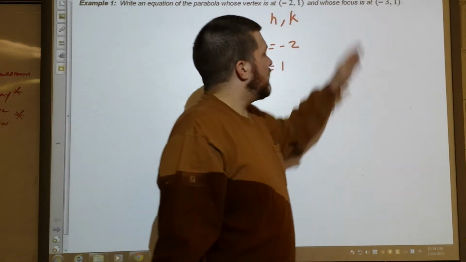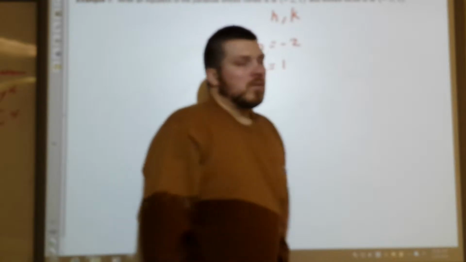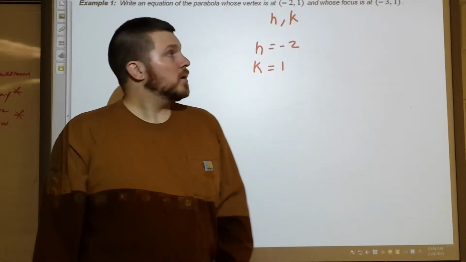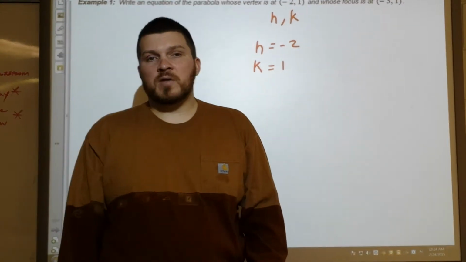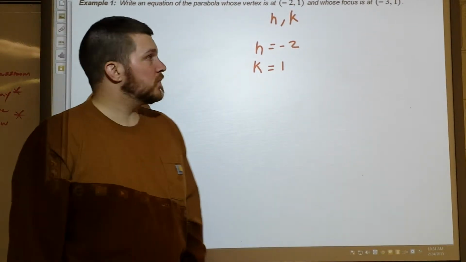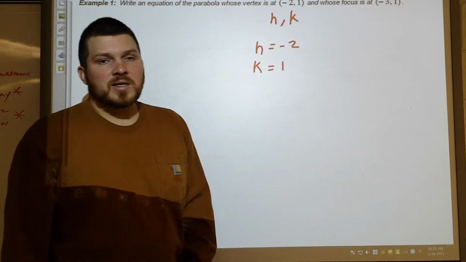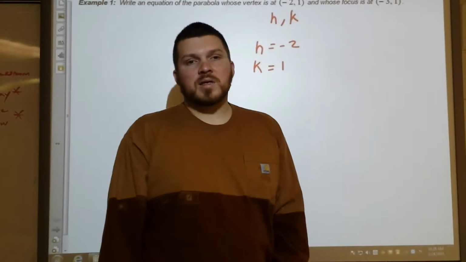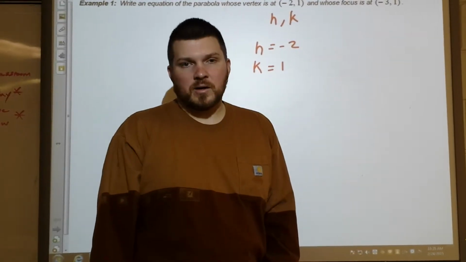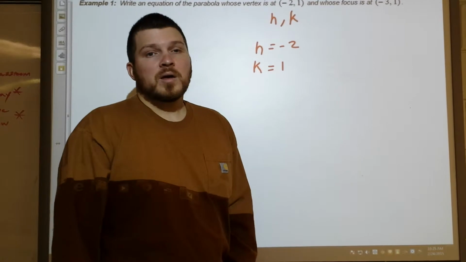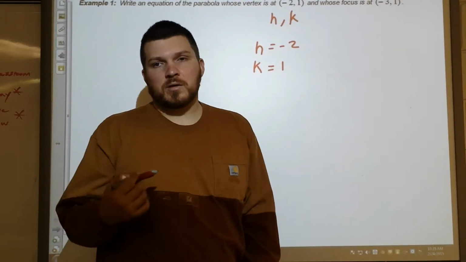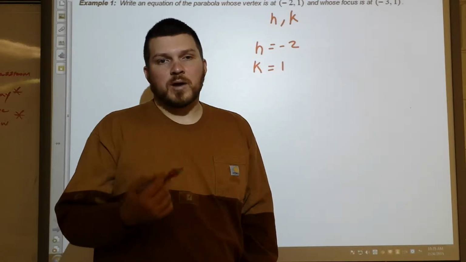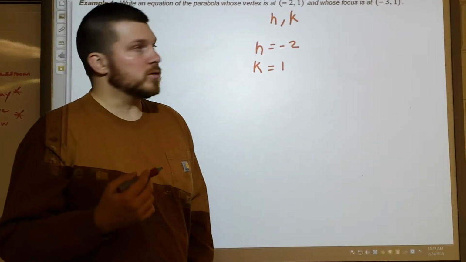And then I have my focus. Well, before, when the vertex was at the origin, my focus was either (p, 0) or (0, p). Now what's going to happen is I need to pay attention to the points that are given, because remember, the vertex and the focus always lie on the axis of symmetry together. If the axis of symmetry is horizontal, that means the parabola opens left and right. If the axis of symmetry is vertical, that means the parabola opens up and down. And that's going to tell us what rule to use.